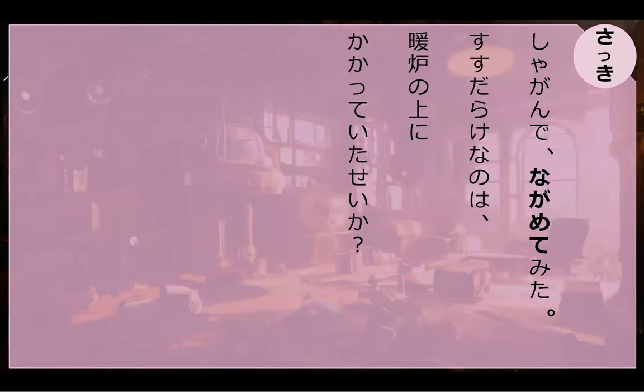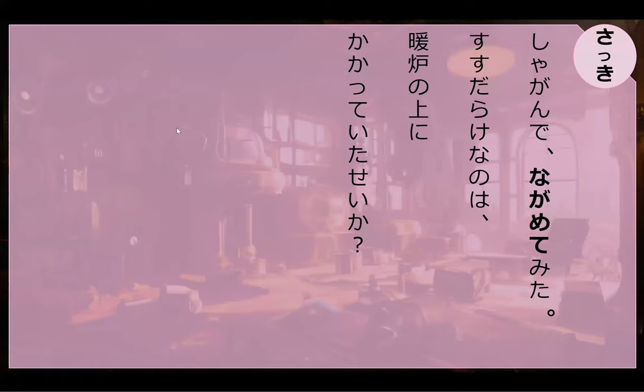You know what nagameru means? Nagamete ita. In context, suzudarake nanowa, danro no ue ni kakatte ita sen ika, nagamete ita. I don't remember. Nagameru means to gaze at something.